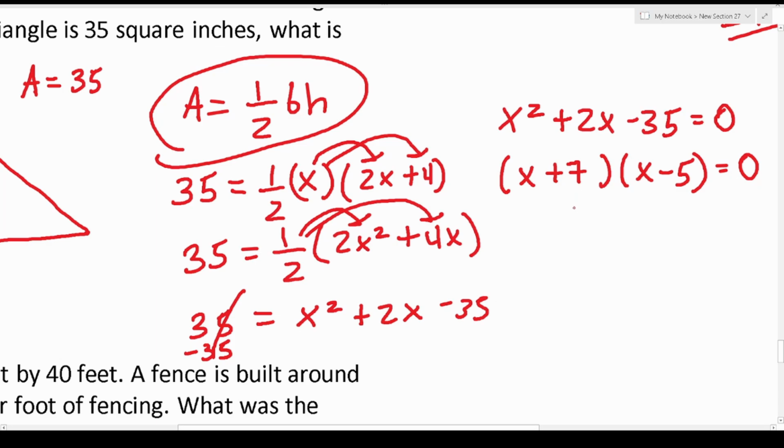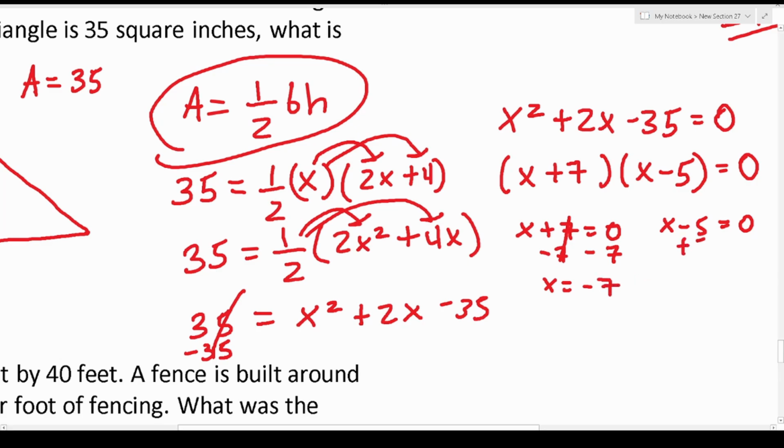Okay? Now we're going to break these two apart and set them equal to 0 separately. So this is x plus 7 equals 0. x minus 5 equals 0. If we're solving for x, we're going to subtract 7 from both sides here. This crosses out here, leaving you with x equals 0 minus 7, which is negative 7.